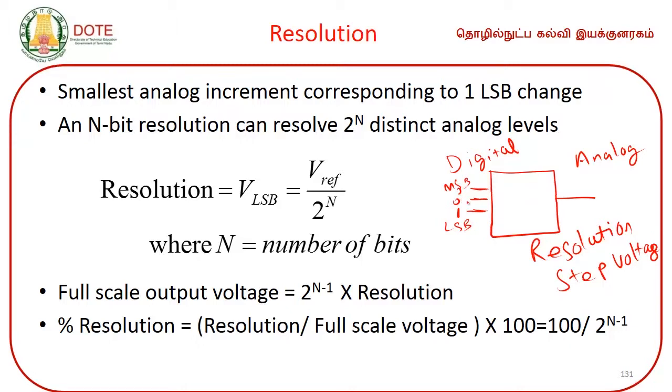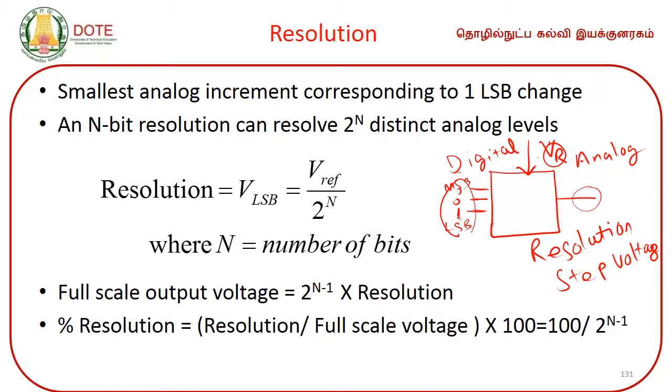If there are only 3 bits, another input here is the reference voltage. The digital input combined with the reference voltage gives the analog output. Combined in what manner? See, the resolution is nothing but V reference divided by 2 to the power n, that is the reference voltage divided by 2 to the power n. What is 2 to the power n? The number of input combinations.